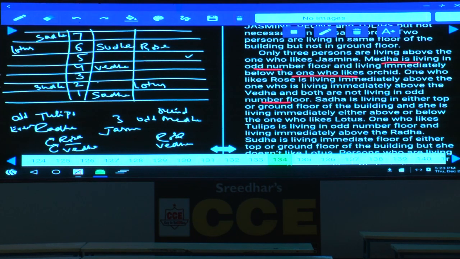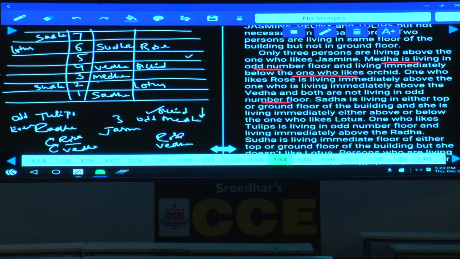Medha cannot be on the 6th floor, isn't it? Medha cannot be on the 5th floor, because if Medha is here, orchid must be on the 6th floor, which is not possible. Then what is the possibility here? Medha must be on the 3rd floor. If Medha is on the 3rd floor, then the one who likes orchid must be on the 4th floor. Done with this?